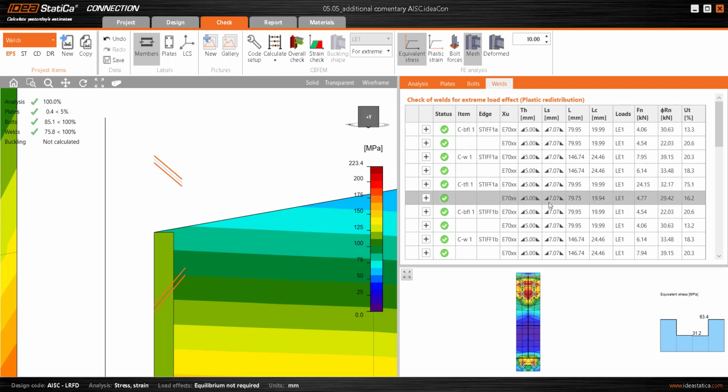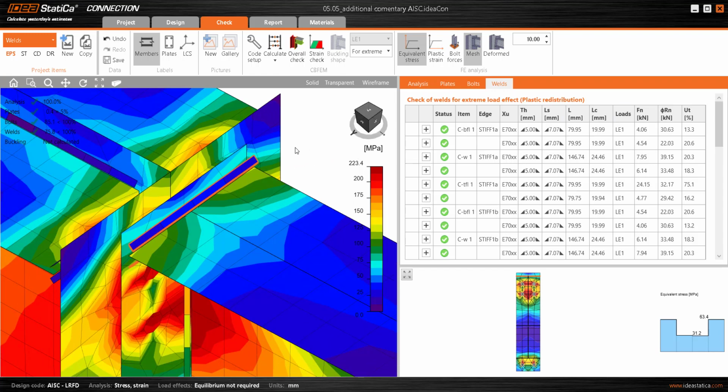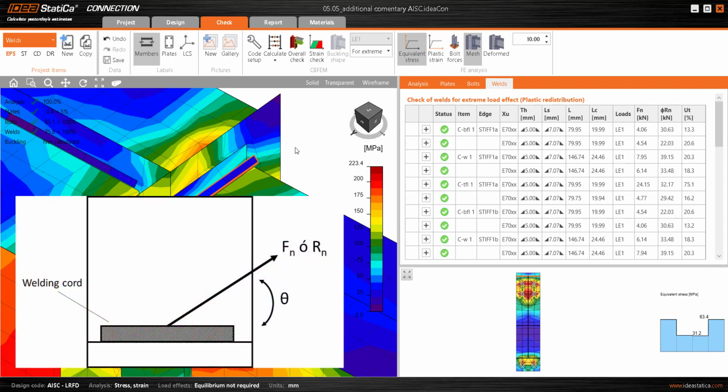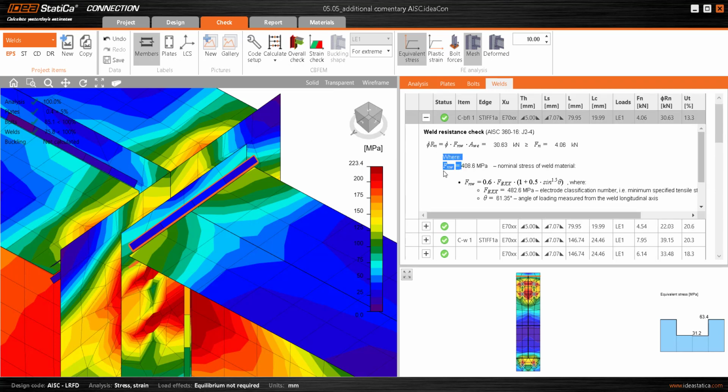Next, we've got the load cases, and then it shows us the resultant force, i.e. the force in the critical element. This force is obtained via the finite element analysis, and it's accompanied by something quite interesting, which is the angle that forms between the axial axis of the weld cord and the direction of the force. Why is this angle important?